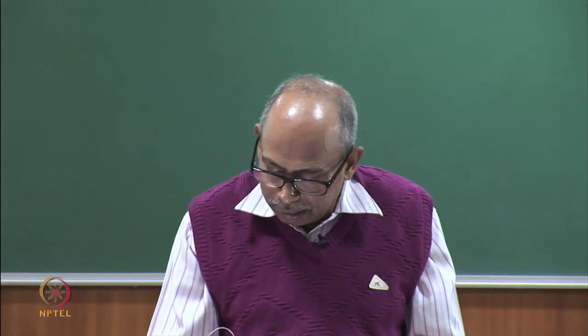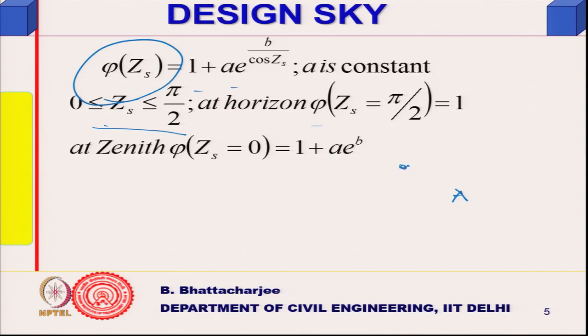I am talking of this angle, this is my sky element, this is the zenith. So, this is z s I am calling it, and this angle I am calling beta s, right. So, when z s equals 0, that is at the zenith, and this is 1 plus this, and cos 0 is equal to 1.